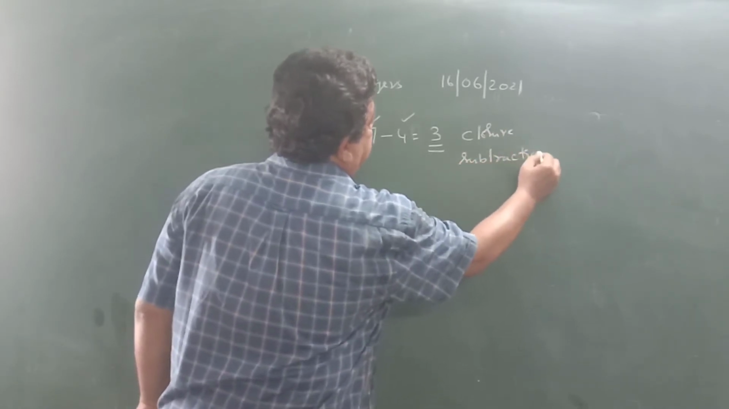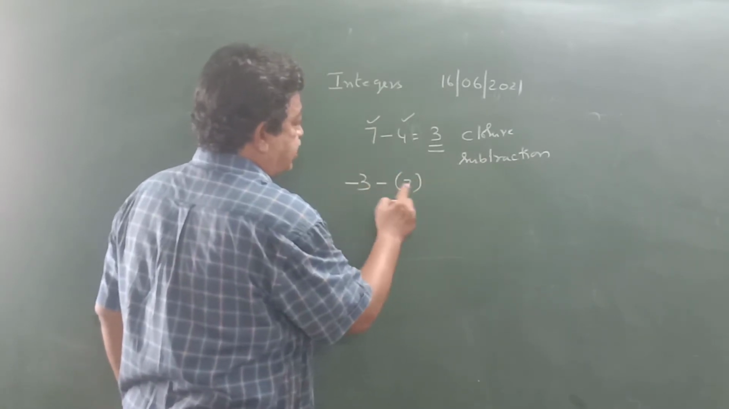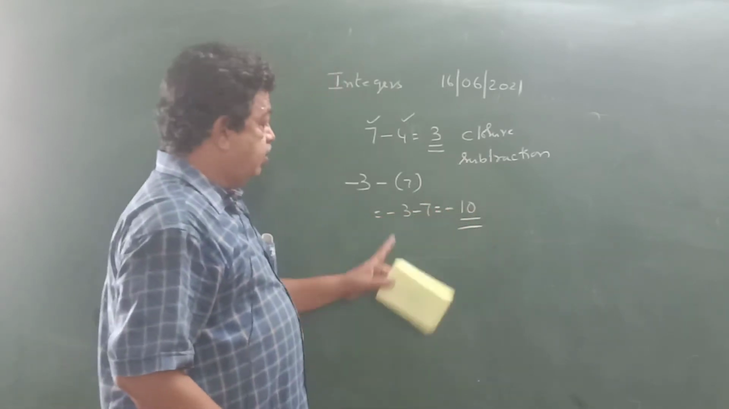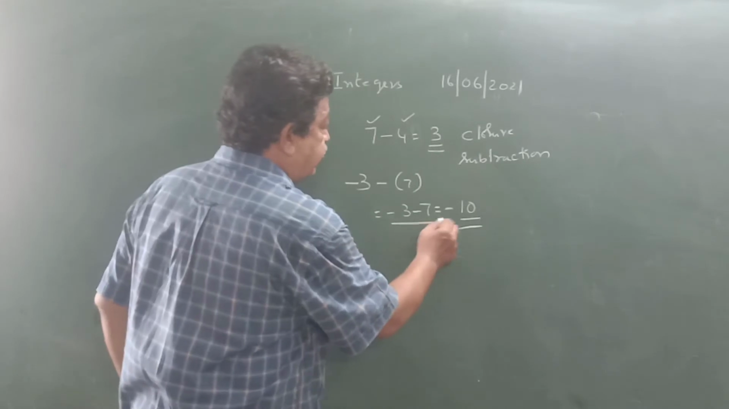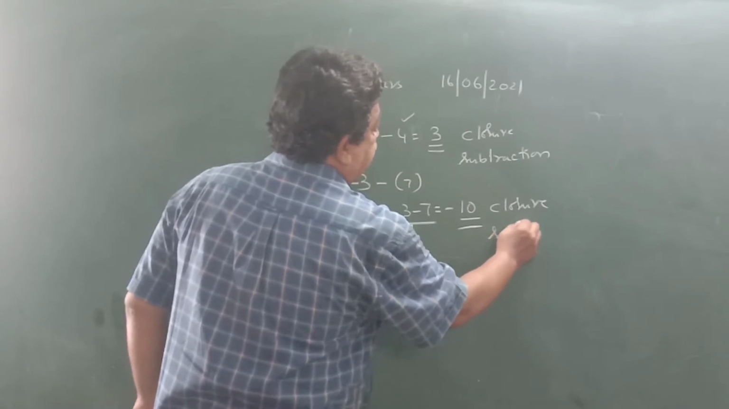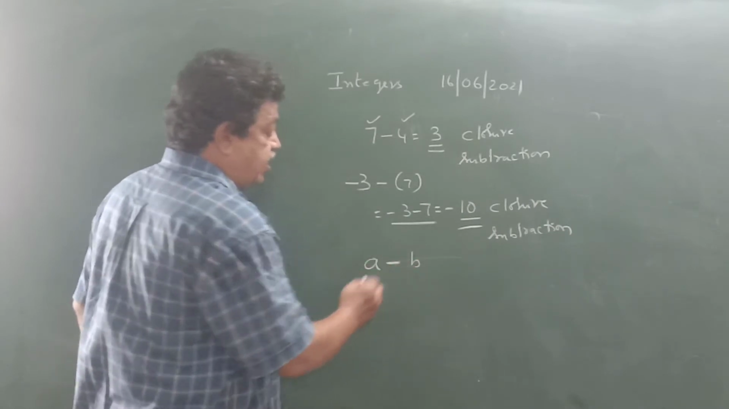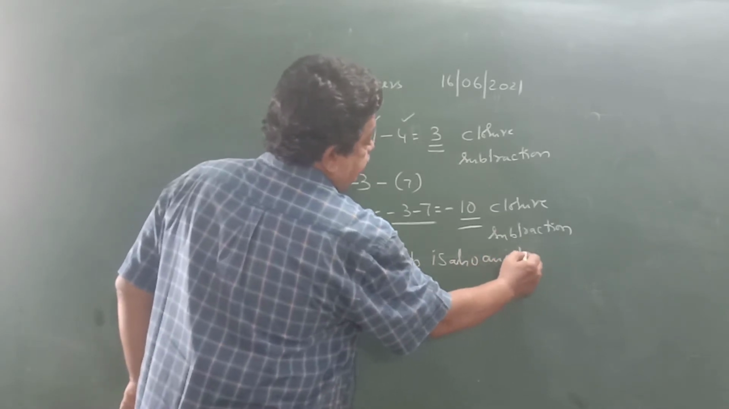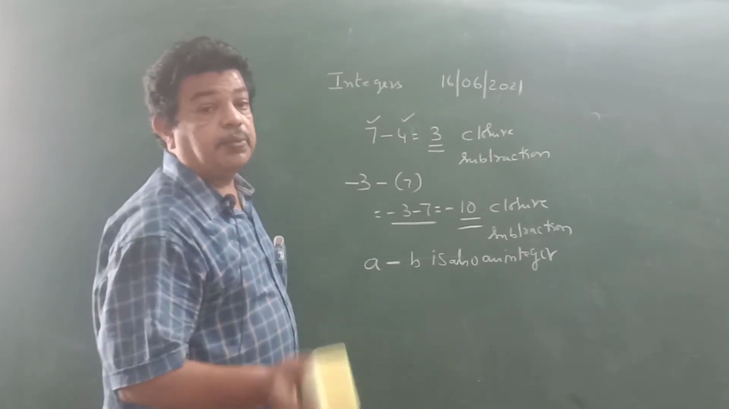The difference of two integers. I take minus 3 and I subtract 7. Minus 3 minus 7. What is the difference you got? Minus 10. Minus 3 is an integer from which 7 is subtracted. The difference is minus 10. So, the difference of two integers is an integer. We call this as closure under subtraction. So, what we understand from these examples? If a is an integer, b is another integer, a minus b is also an integer. Integers are having closure property under subtraction.